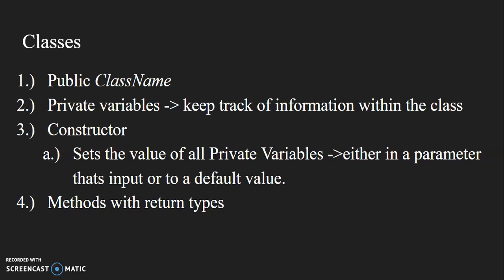Directly underneath there, we'll have some sort of private variables that we'll use to keep track of information within the class. Your class is going to need to keep track of some things. You'll need to put some private variables at the top. You'll need a constructor, and your constructor should always set the value of all the private variables. Either they give you a parameter or you give it a default value like 0. And you're going to have some methods with a specific return type that you'll write down, like public static int at number, right?